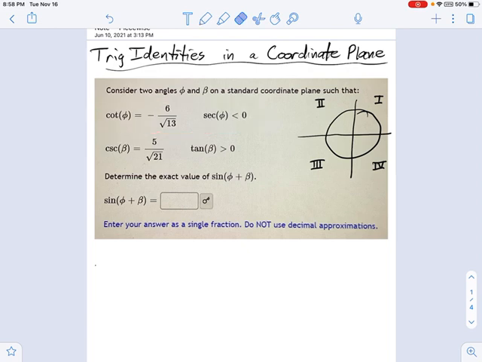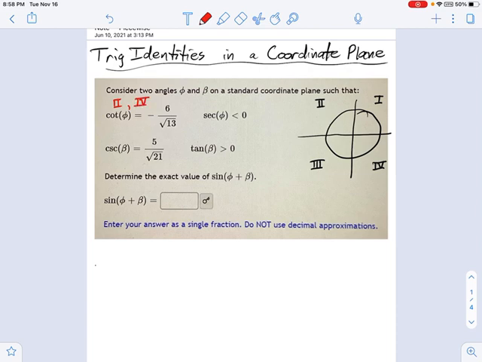Well, let's think about this. What quadrants could this be in if the cotangent is negative? Where are the negative cotangent values? That's in quadrants 2 and quadrants 4. Those are the places where cotangents are negative.